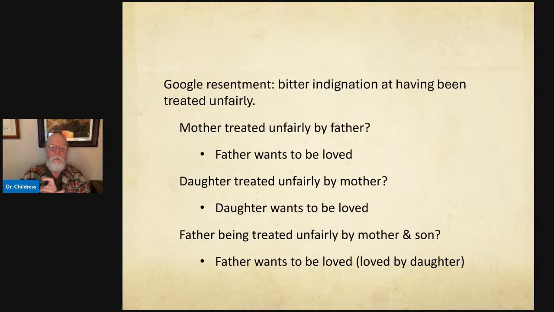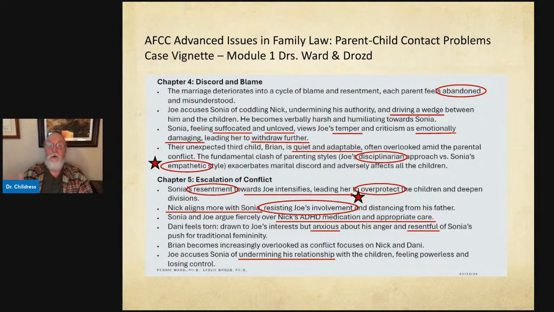And is the father being treated unfairly by the mother and the son? The father wants to be loved by his daughter. So, yeah, I would say the father and the daughter are being unfairly treated by the mother. I don't see where the mother is being unfairly treated by the father. So, in terms of the use of resentment, Sonia's resentment towards Joe doesn't make any sense.